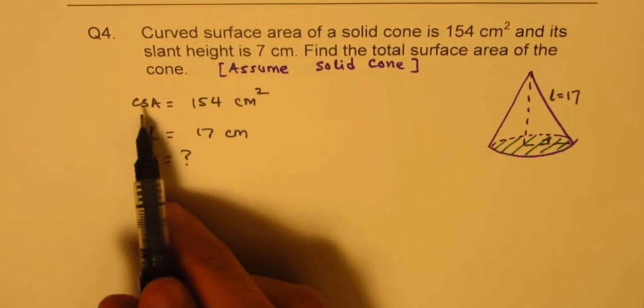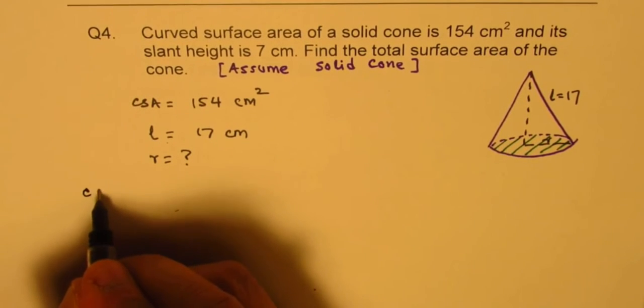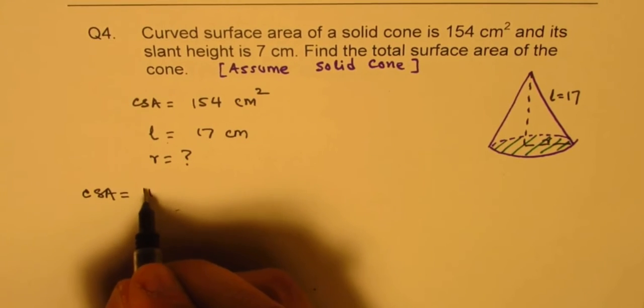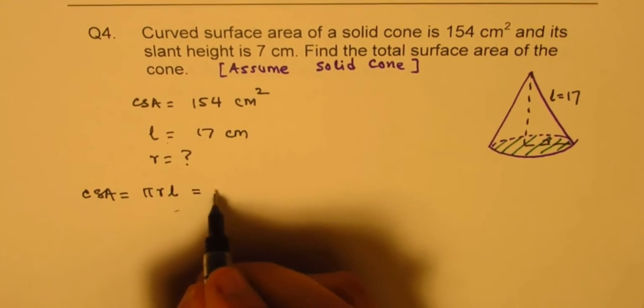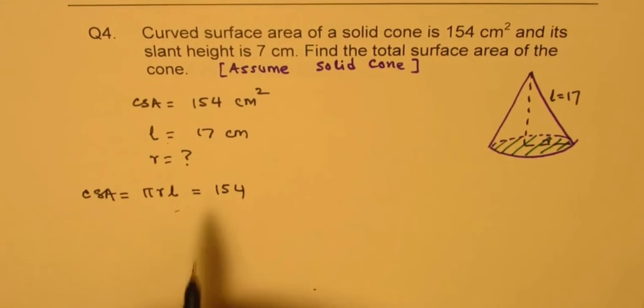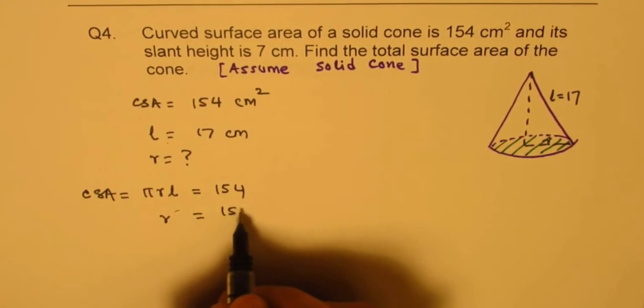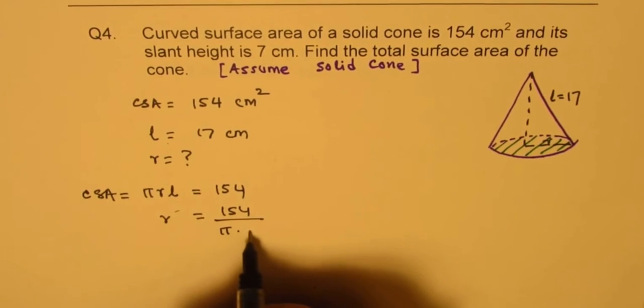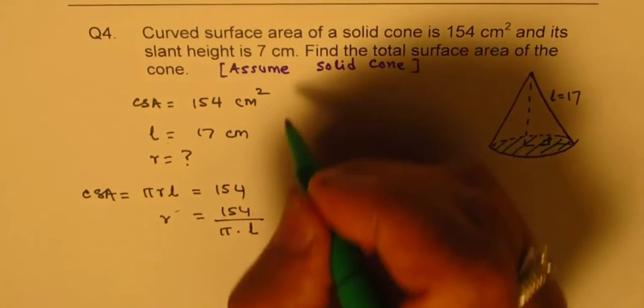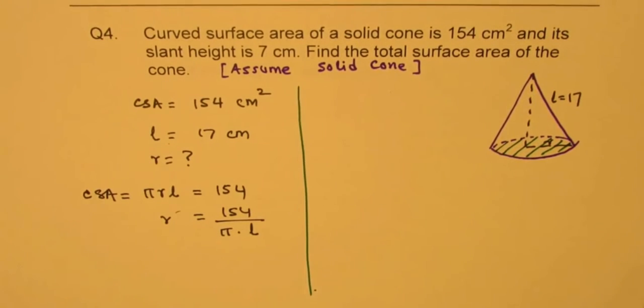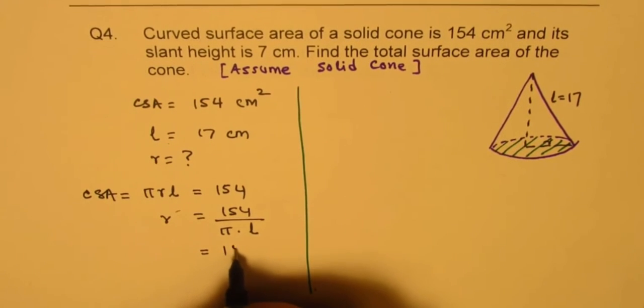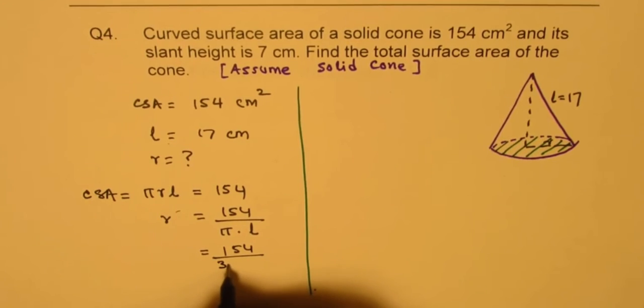This we can find from the curved surface area, since we know that curved surface area is pi R L, and that is equal to 154, correct? So we can substitute what we know, and we can find R as 154 divided by pi times L. Do you see that? So we can find what R is. So that in this case will be 154 divided by 3.14 times L, which is 17, right?